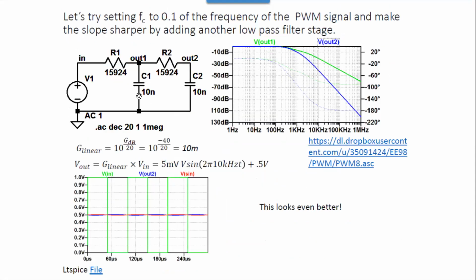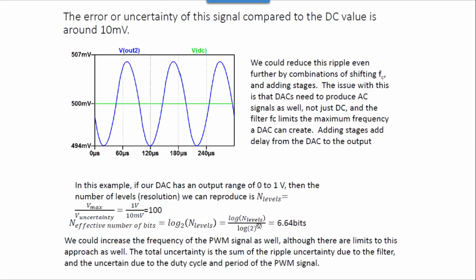And so here, this is not a Butterworth filter. It's just a second order filter, and you can see the ripple's even smaller now. So that ripple, I could divide into all of that and get the effective number of bits. Now this is me zooming in on it. I could keep reducing the ripple by adding more stages and moving the cutoff frequency farther away.